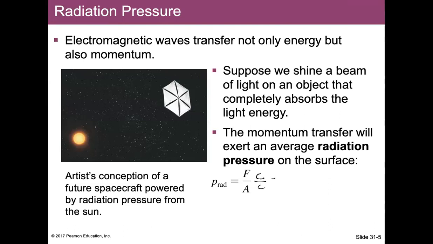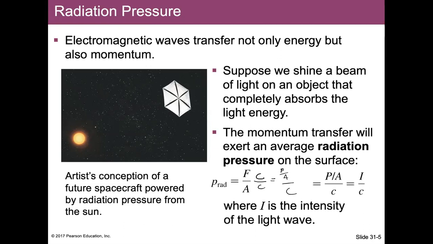And so I can then rewrite this as the power over the area over c. And I see that's the power over the area over c, where the power over the area we know is the intensity, the intensity of the light wave. So we can find the radiation pressure as just the intensity over the speed of light.